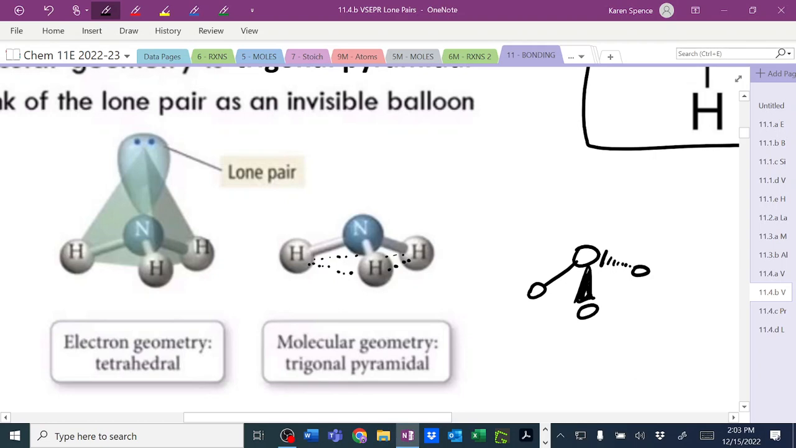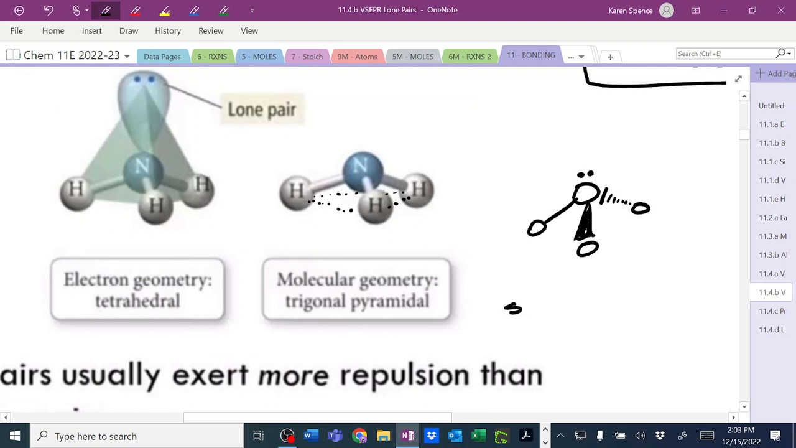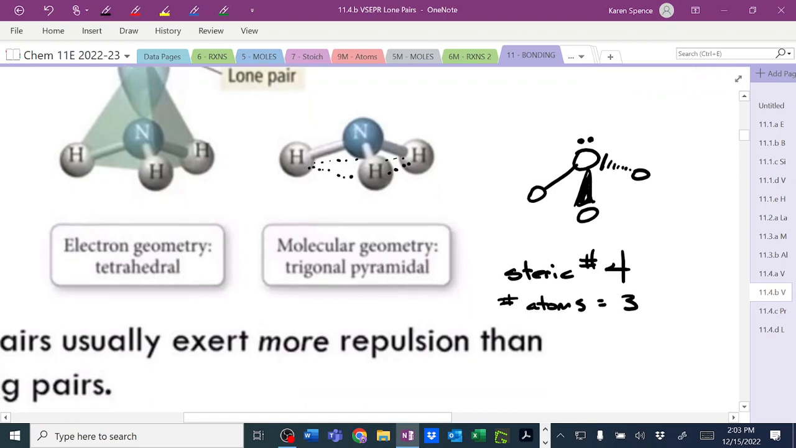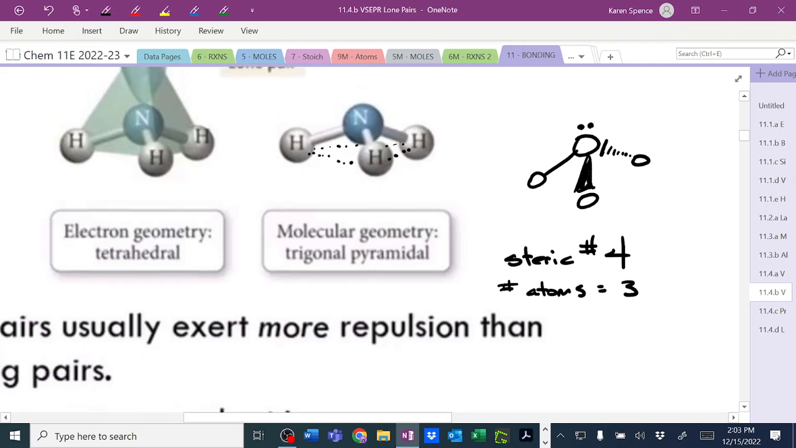Trigonal pyramidal. So the steric number is 4, but we only have 3 atoms. Or we can say the number of lone pairs is 1, which is normally how I think textbooks do it. So you need to know that if you take away the top of your tripod, what do you have? You have a triangular pyramid, trigonal pyramidal.